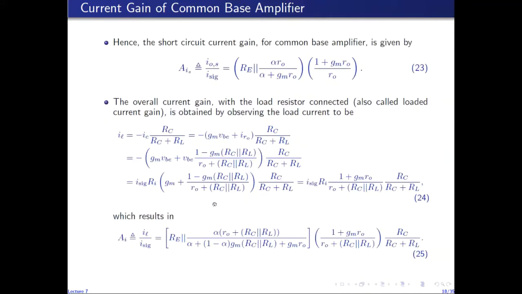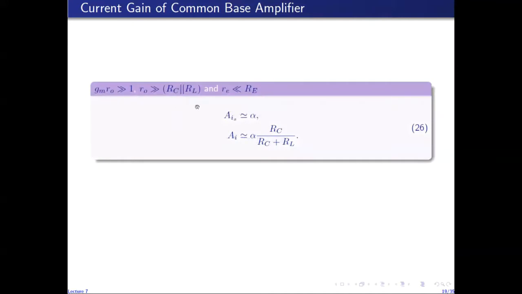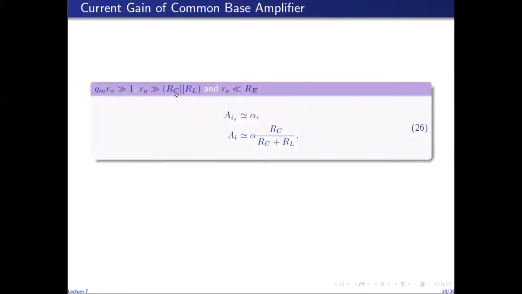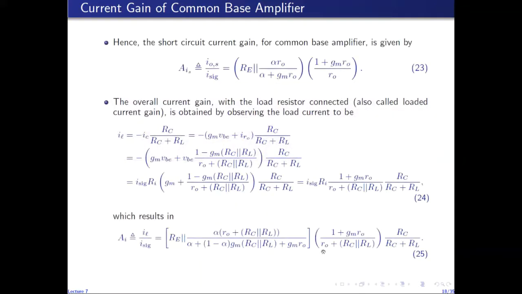So the short circuit current gain of a common base amplifier is almost unity, because alpha is almost equal to 1. Similarly, we can obtain a more convenient approximate expression for the overall current gain of the common base amplifier by using these approximations again. So GM R naught plus 1 is approximately GM R naught. R naught has been assumed much greater than this parallel combination, so this denominator here becomes R naught. So GM R naught over R naught leaves us with GM here. So this factor is GM.